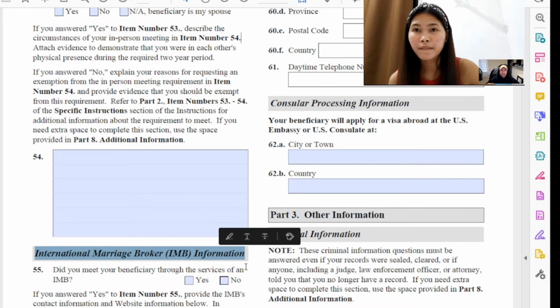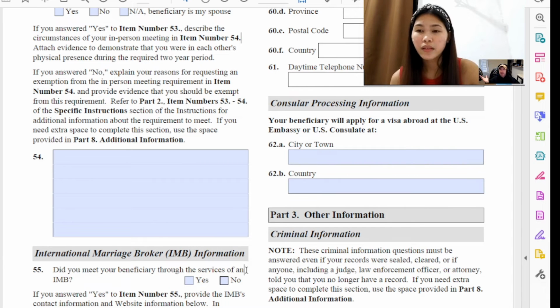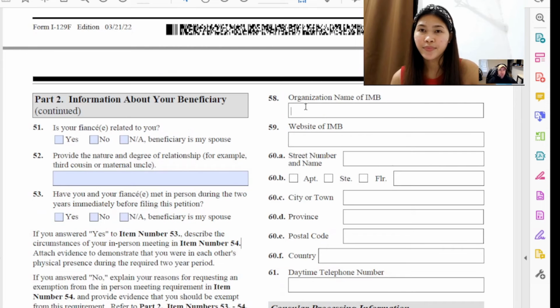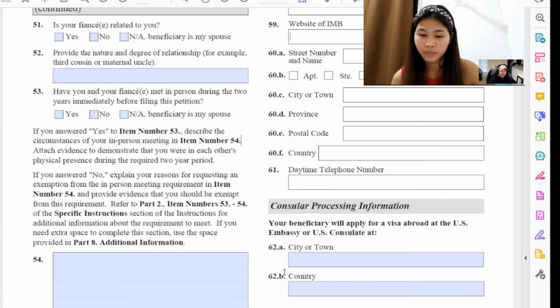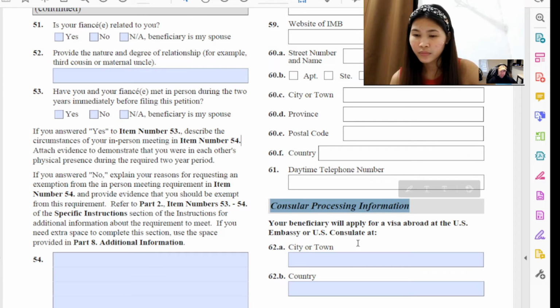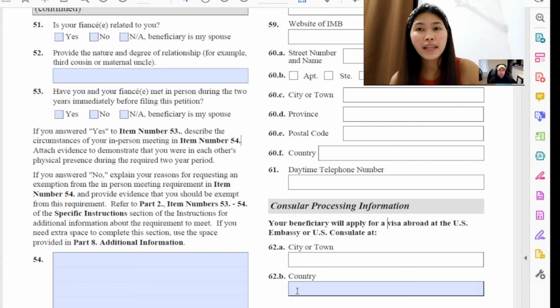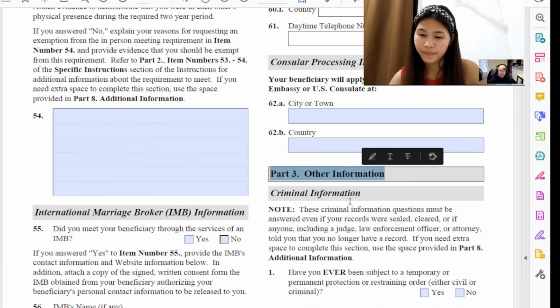So just put no, guys. This IMB is like a mail order bride service kind of thing, which most of you will put no. And then it should all be NA, including all of this. Now, right here, it's asking consular processing information. If your beneficiary will apply for a visa abroad at the U.S. Embassy and consulate, city or town: Manila, Philippines.